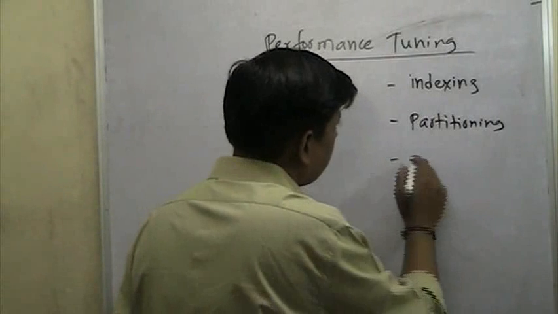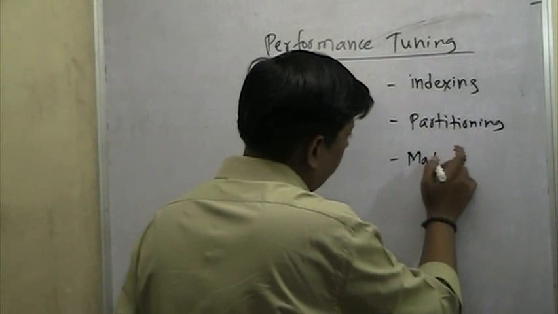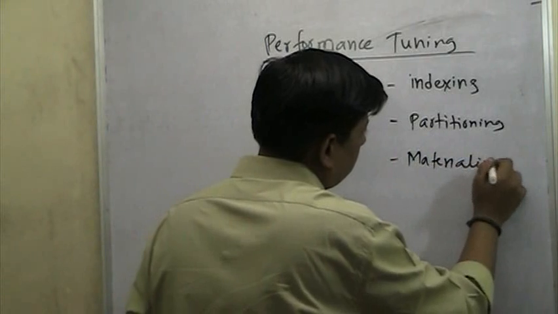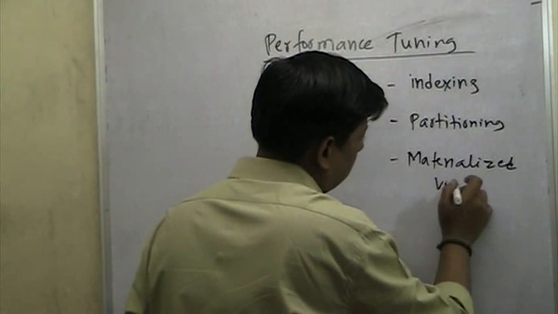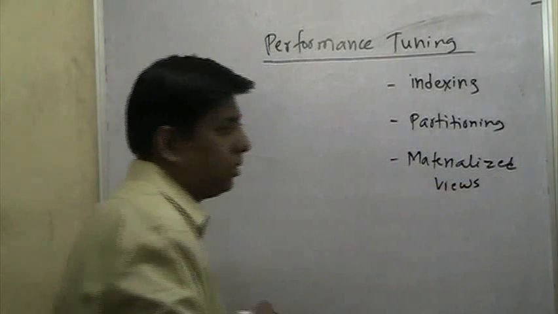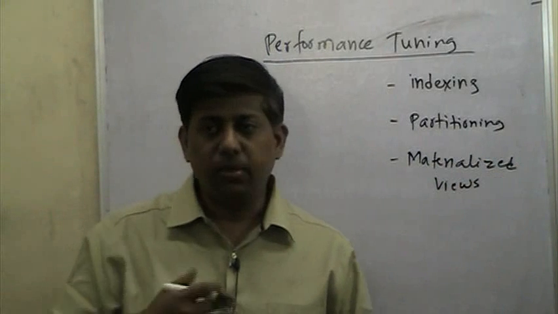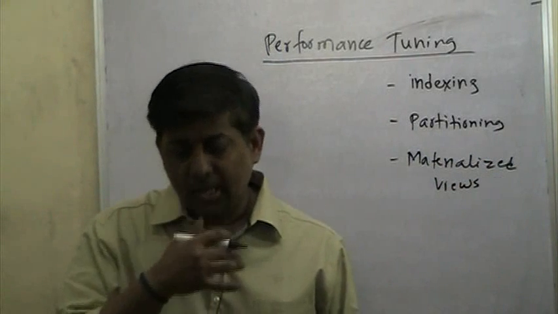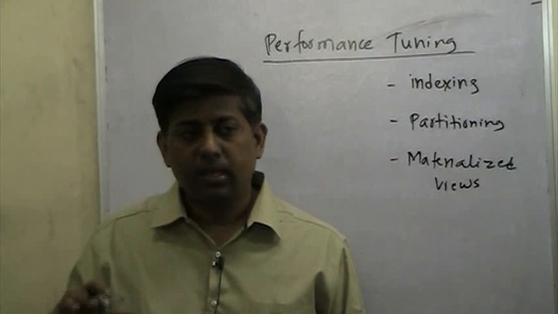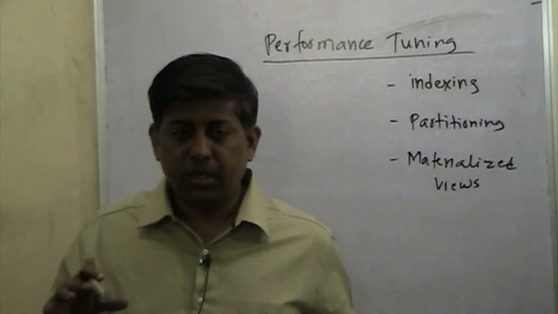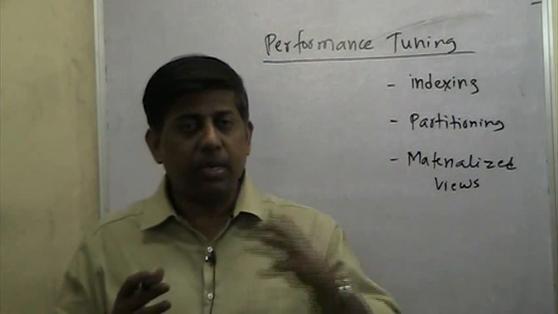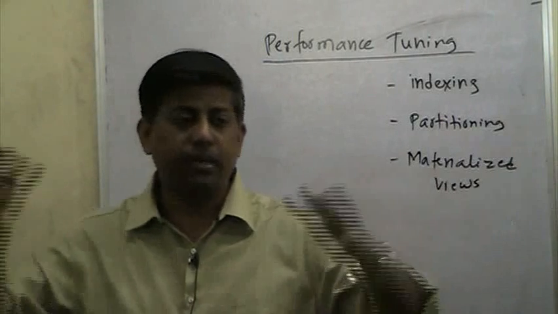Then there is something called materialized views. We all know regular views. Materialized views are kind of a new thing that Oracle has introduced. It is actually a table. It is a table which has summary or aggregated data from some other tables.